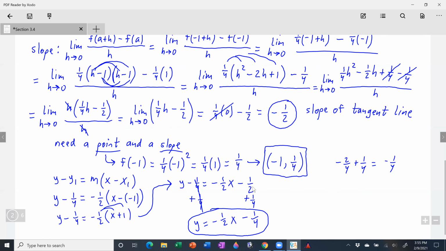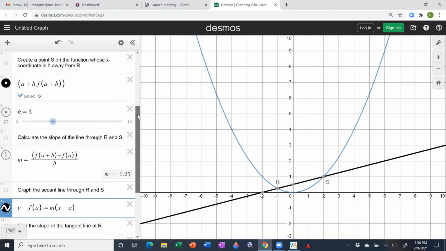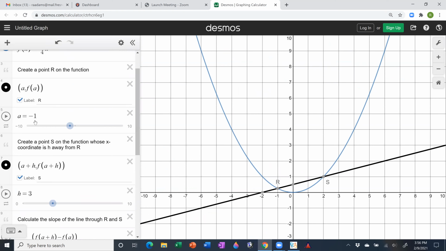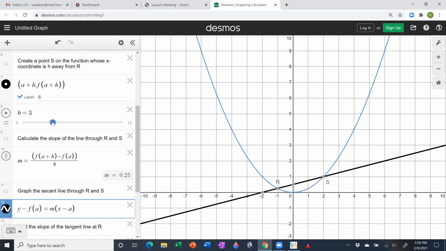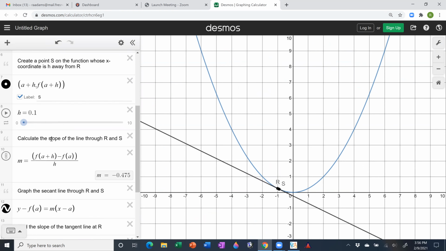And let's go back to Desmos real quick and make sure that that's actually accurate. Okay, so we got negative 1/2 x minus 1/4. Let's take a look. Okay, so we picked an a value. We're using negative 1, but this time we're doing the tangent line. So this is where h goes to 0, right there. Now Desmos breaks when we try to do it, but look at that slope right there. Negative 0.475. It looks like it's getting to be negative 1/2, but it's going to tell us undefined.